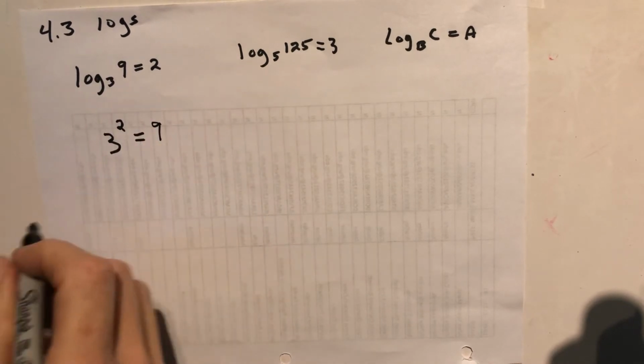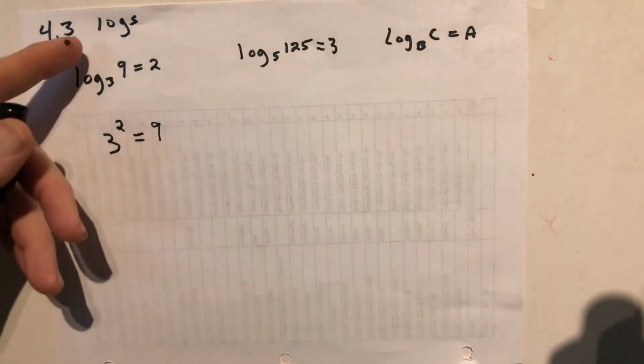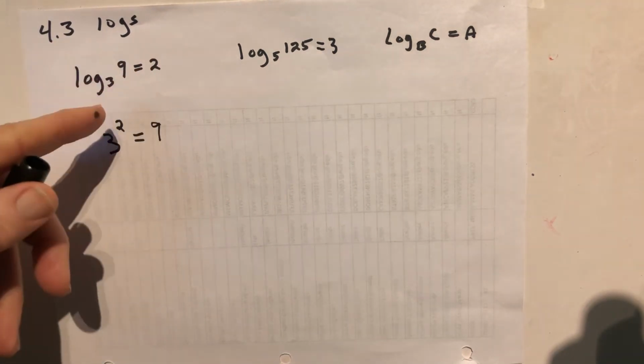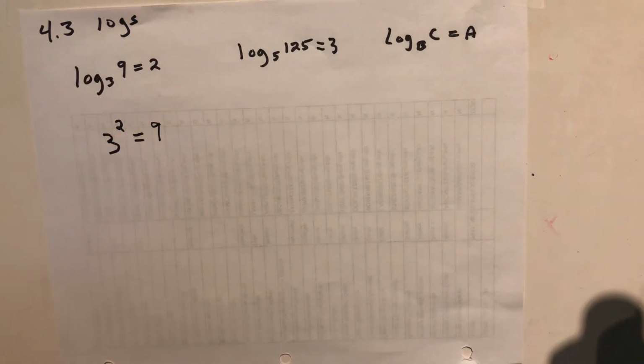Does 3 squared equal 9? That's the exponent. Log base 3 of 9 equals 2. It's the same thing. We're saying how many 3's do we have? We have 2 3's, which gives us a 9. All right, see if you can change the next one to an exponent.